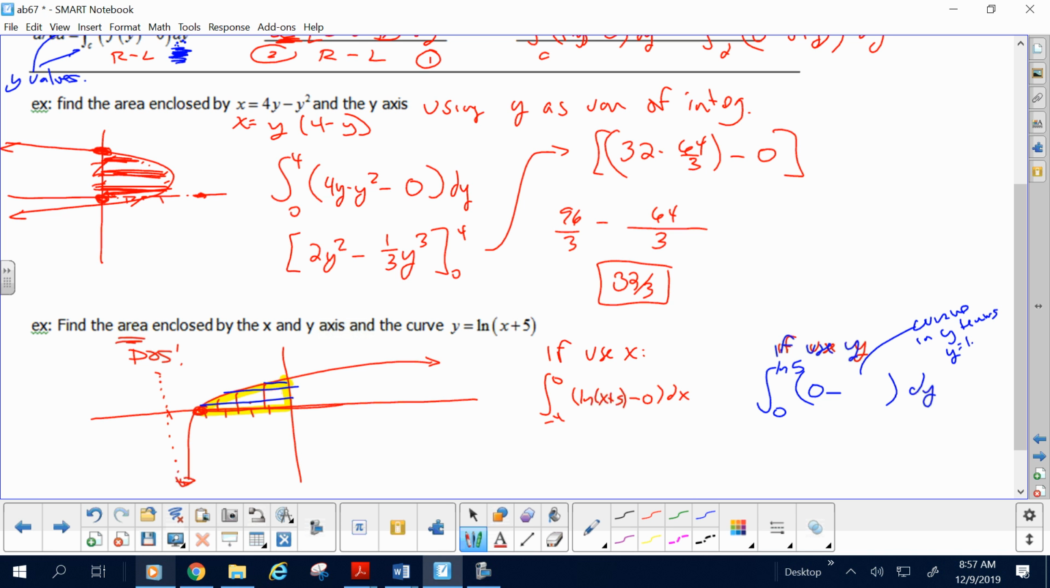Now, if y is log of x plus 5, then what's x? I'm sorry, if you solve this for x and put it in y terms, then what is it? E to the y minus 5. X is e to the y minus 5. You follow? And that needs to be in parentheses, 0 minus (e to the y minus 5), because the whole thing is being subtracted. That makes it the same as the integral from 0 to natural log of 5 of 5 minus e to the y, if I distribute the negative. Do you agree? Mm-hmm. All right.